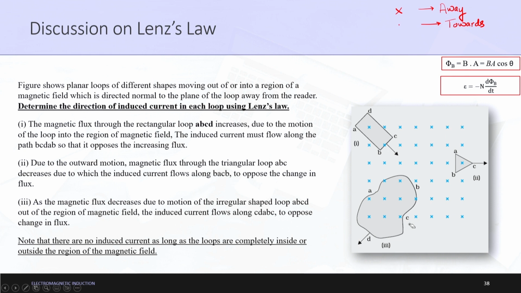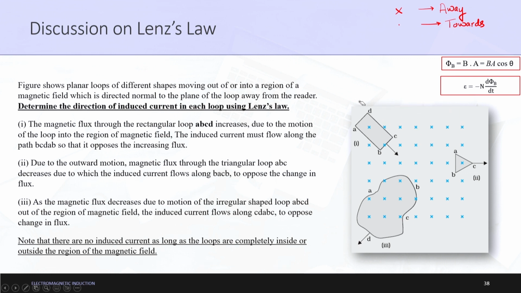So, let me first explain line by line the things written on the left-hand side, and then we will discuss more. The figure shows a planar loop. As it is a simple plane, that is why it is known as planar. The figure shows planar loops of different shapes: a square, a rectangle, a triangle, or any uniform shape. Anything which is planar, that is of 2D shape, is called a planar loop.